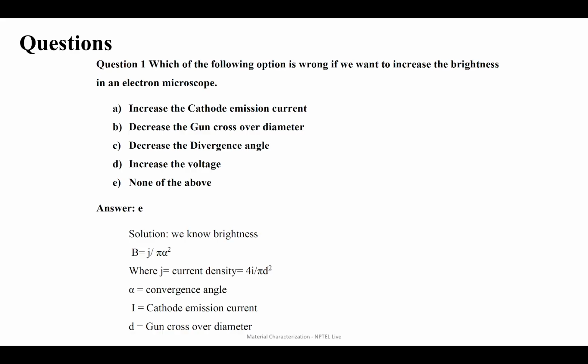So the brightness is given as 4I by pi square alpha square d square. So if you increase your cathode emission current, your brightness will increase. If you decrease your gun crossover diameter, your brightness will increase. If you increase your divergence angle, your brightness will increase. And if you increase your voltage, then obviously your brightness will increase. So all of these options are valid if you want to increase your brightness. So the wrong option, none of them are wrong. So the correct answer is E, none of the above.